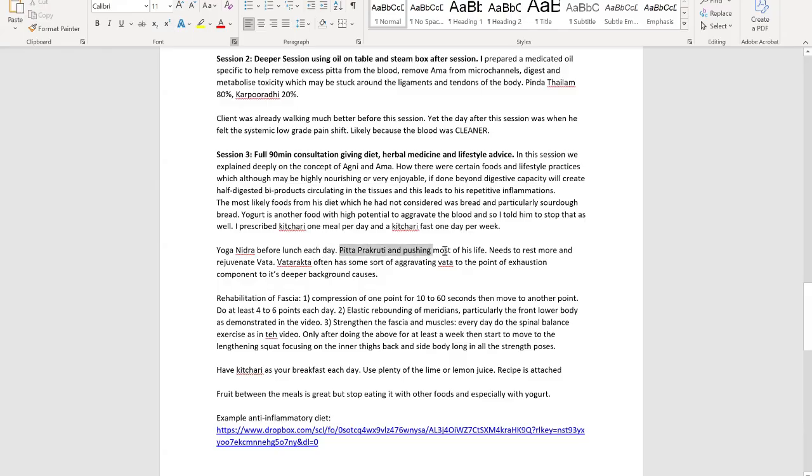His Pitta Prakriti, pushing most of his life, needs to rest more and regenerate vata, particularly because the condition of gout is vata rakta, which often has some form of aggravating vata to the point of exhaustion component. Its deeper background causes would have been, at one point, maybe as an athlete or other things, he massively aggravated the vata. And he's a very strong mental power person.